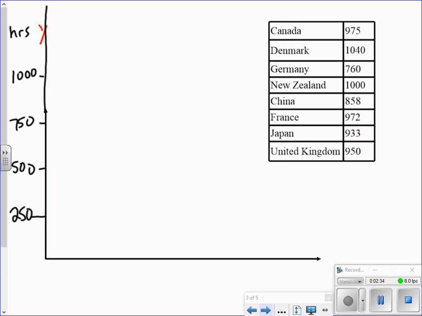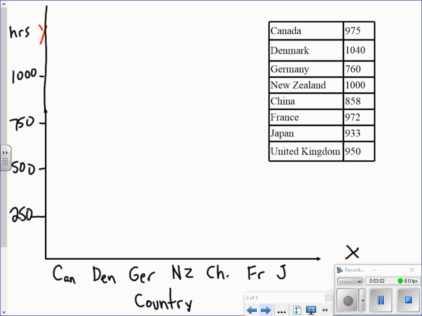This is going to be my hours over here. And on the bottom, the x-axis, I'm going to have the countries. So we've got Canada, I'm going to put with a C. Denmark. Germany. New Zealand, China, France, Japan, and UK. And simply going to make a bar, not rocket science.